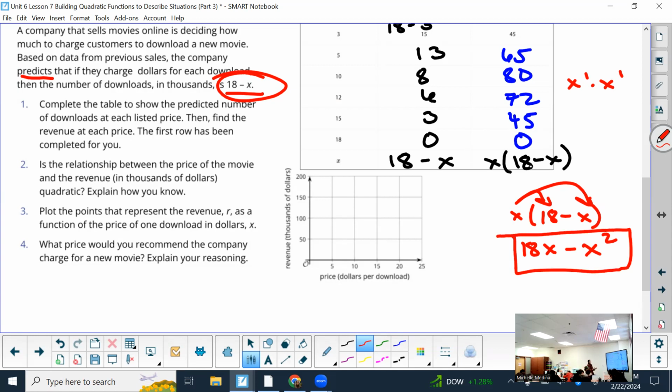But this is probably more so what you put on your paper. We did the first column times the second column. And you can't just do x times 18 minus x. It has to be times the difference of these two. You would have to technically do that first. That's what you did in the other ones, right?